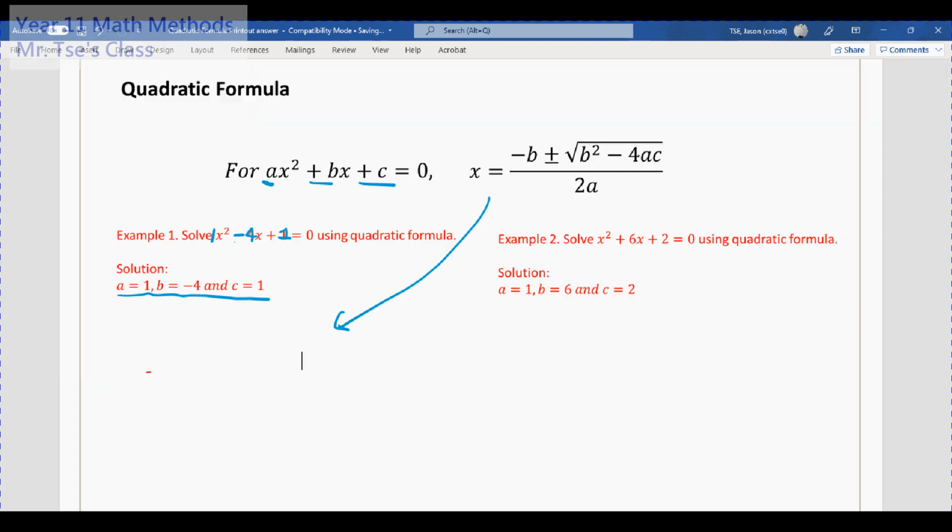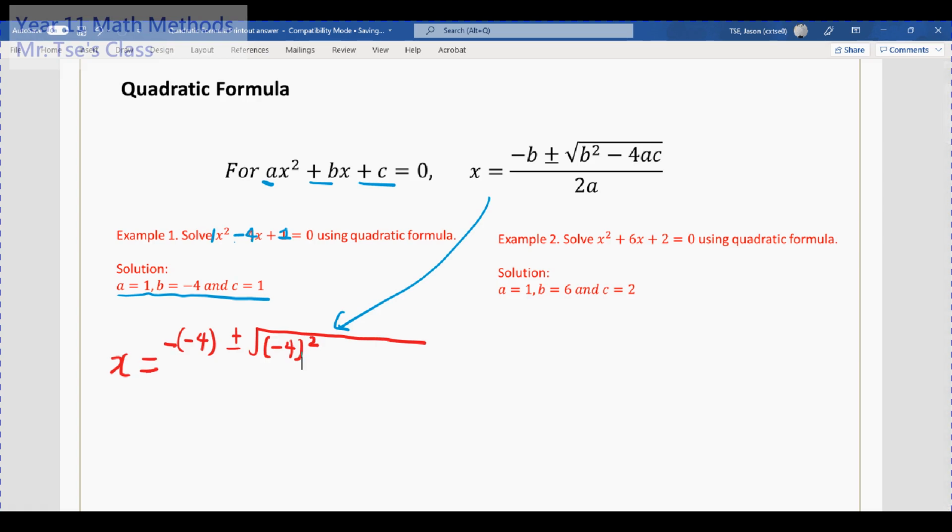Okay, let's do it. So x equals minus b, and b is -4, so that's minus minus. If you don't like it, you can put brackets over here. Be careful here because your b is a negative number.